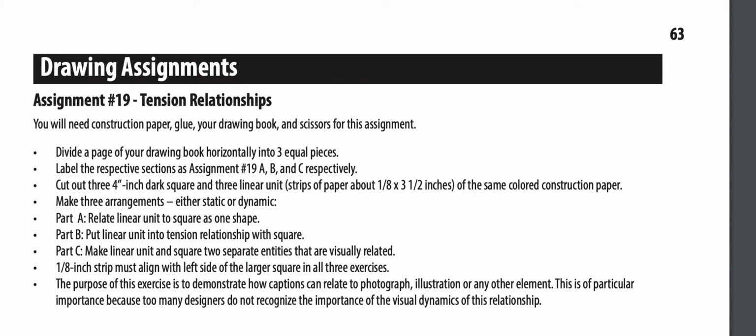Assignment 19 is strongly related to what you did in Assignment 18 when you're looking at how shapes affect each other. But in this particular case, you're trying to roughly emulate a relationship that you encounter very commonly in design. And this is the whole concept of a picture and a caption.